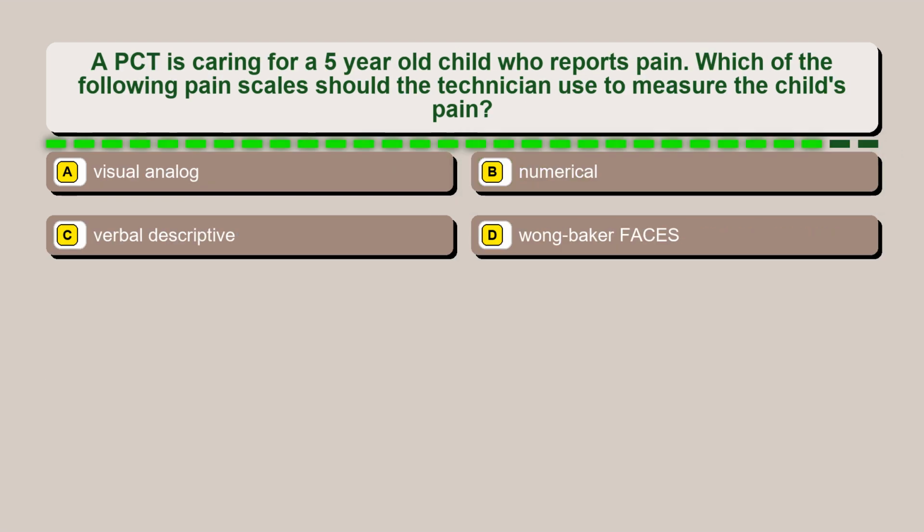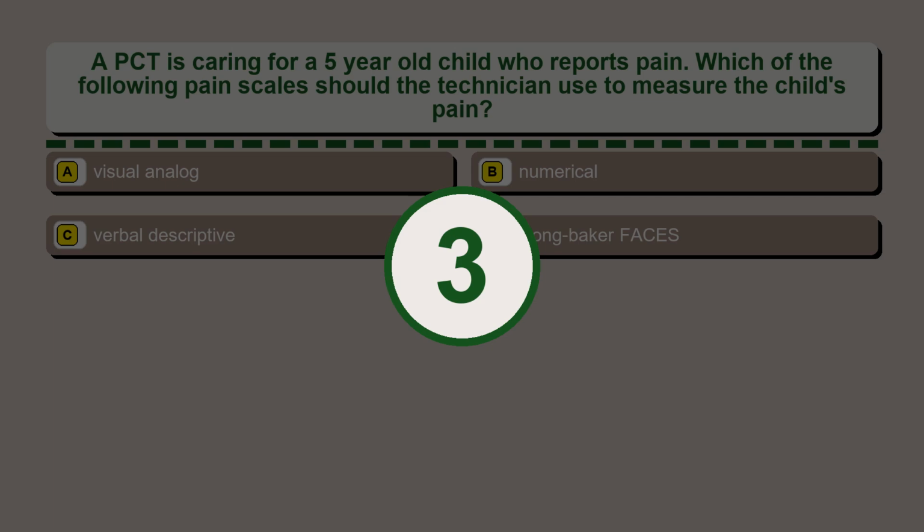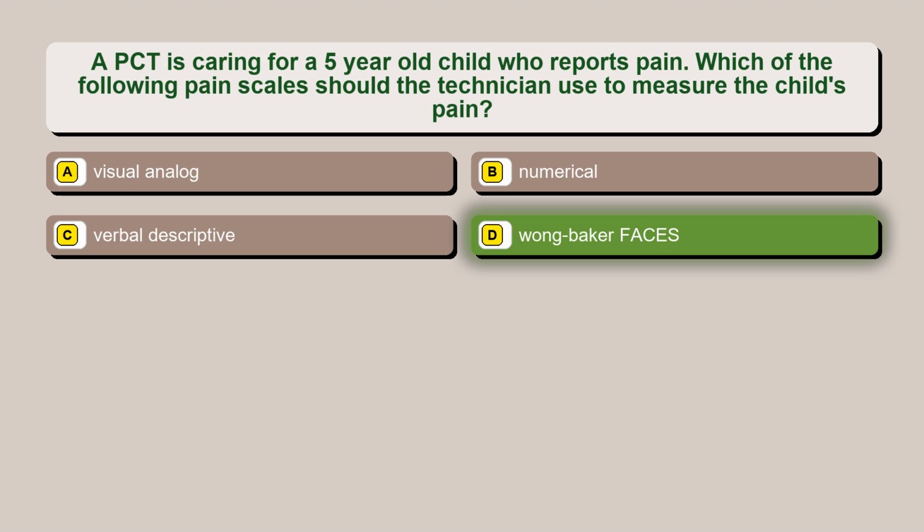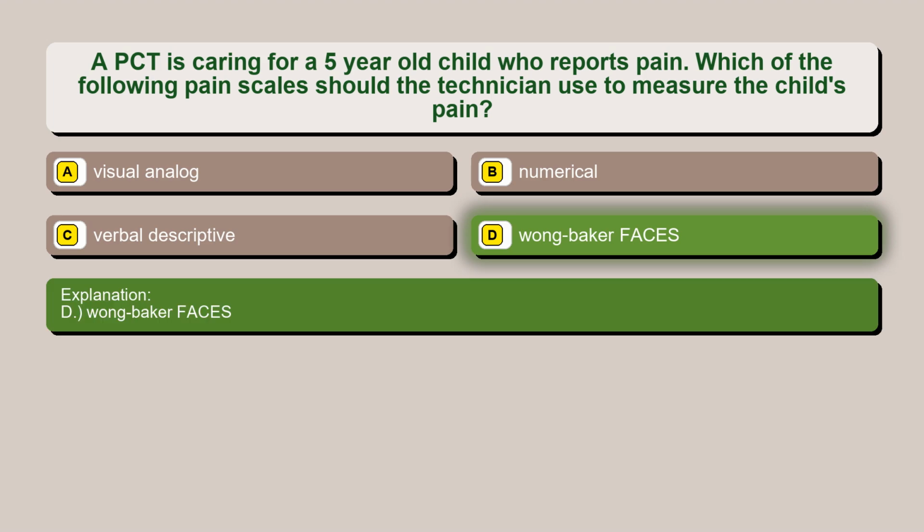Question 57. A PCT is caring for a 5-year-old child who reports pain. Which of the following pain scales should the technician use to measure the child's pain? Option A, visual analog. Option B, numerical. Option C, verbal descriptive. Option D, Wong-Baker faces. The correct answer is option D, Wong-Baker faces. D, Wong-Baker faces. Question 58.